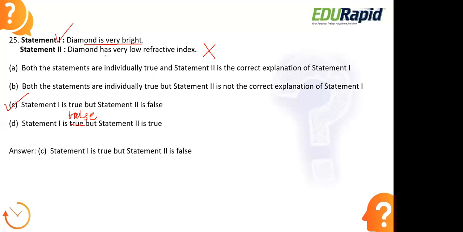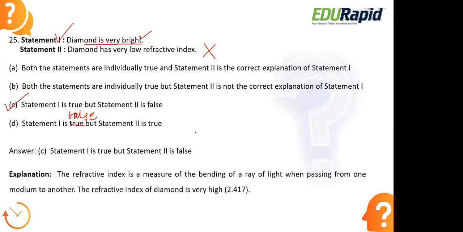And again, the refractive index has to be very high. When we are saying it is very bright, then the refractive index also should be high. Okay, it can never be low. So what is this refractive index? Refractive index is a measure of the bending of light when it is passing from one medium to another.